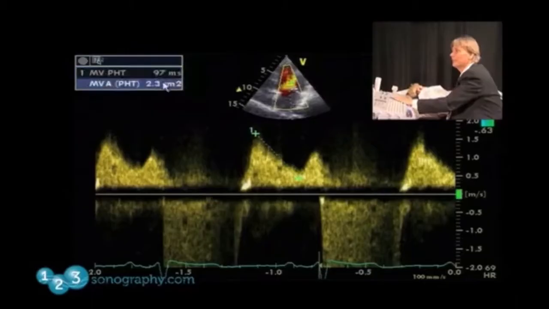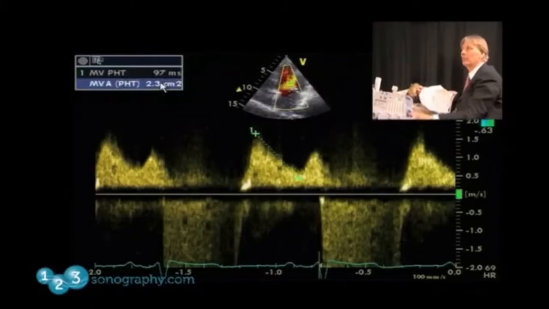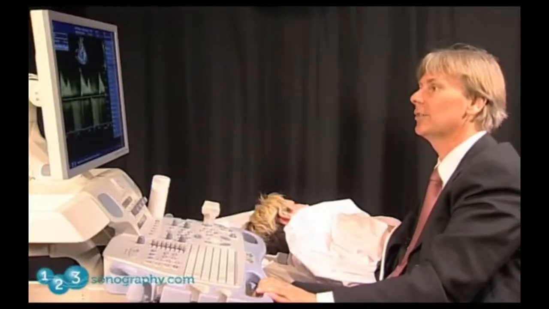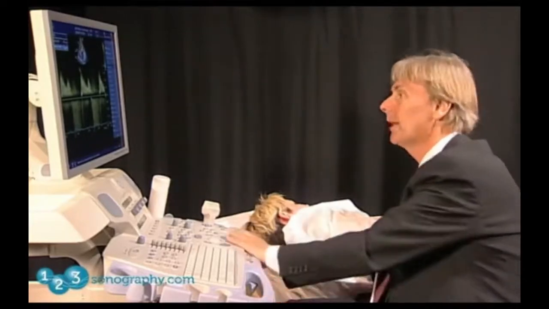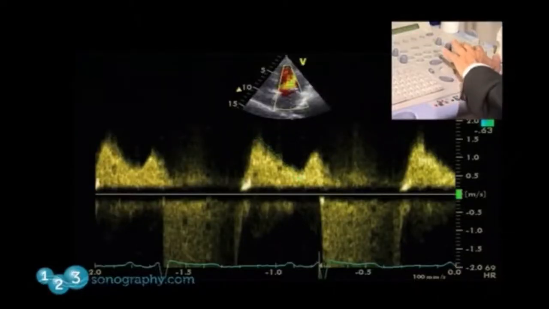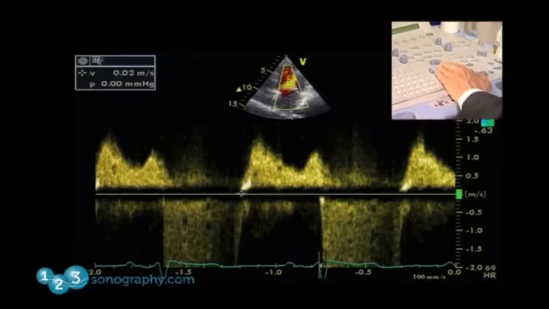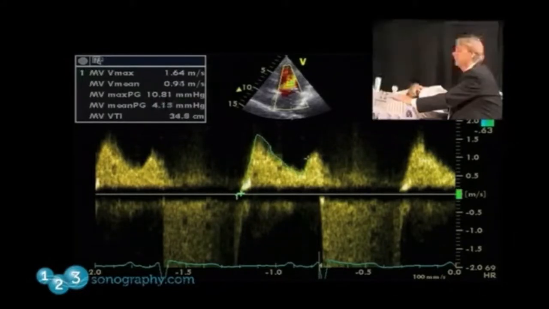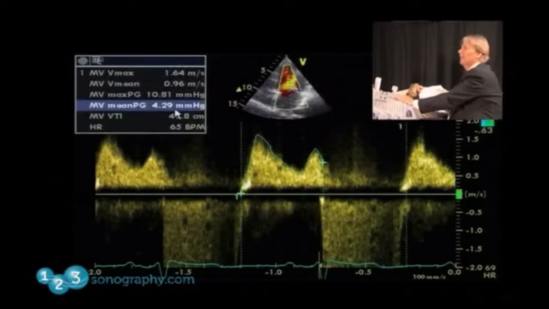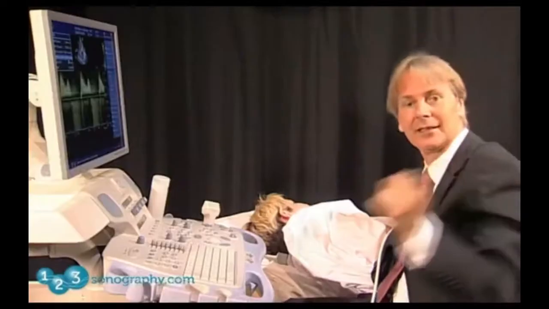And this corresponds to a mitral valve area, which is 2.3. Again, a mitral valve area which is far above 1 square centimeter, meaning that this patient certainly does not have significant mitral stenosis. The next thing we'll do is we'll take a look at the mitral valve curve and try to quantify the gradients. So I'll contour the curve here now. And look at the mean gradient, which is 4 millimeters mercury, practically no gradient.